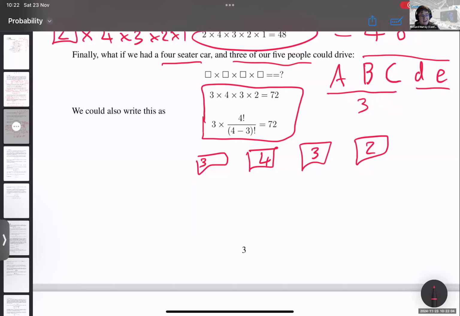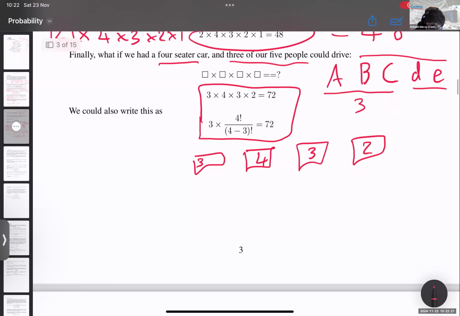We can imagine that in this case we only have 4 seats, so we can do it out by hand. But if I asked you how many ways you can fill a bus which has 35 seats, you don't want to be drawing out 35 boxes and running through it. You want to shorthand it.